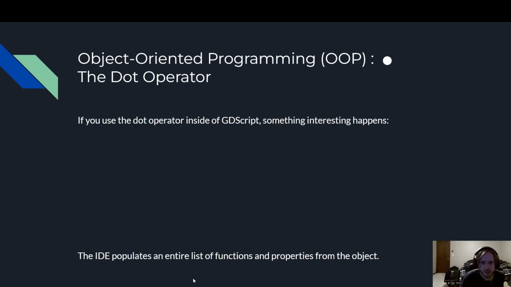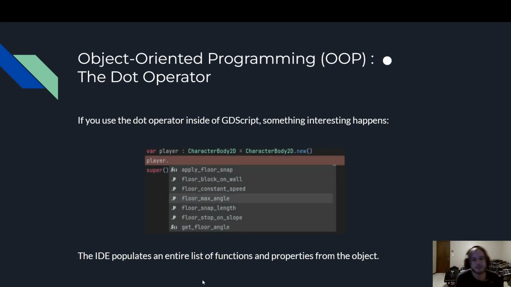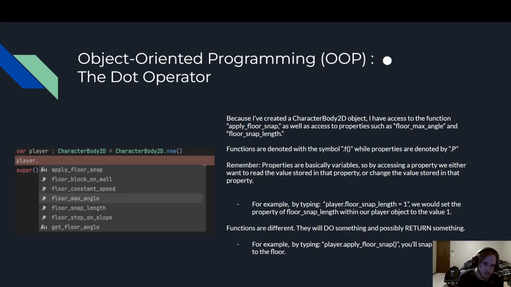If you use the dot operator inside of GDScript, something interesting happens. You get this big old list of stuff we can do with our variable or object. The IDE populates an entire list of functions and properties from that object. Because I've created a CharacterBody2D object, I have access to the function apply_floor_snap, as well as the properties floor_max_angle and floor_snap_length. Not really important what those do for this video, but you can clearly see I have access to those functions.